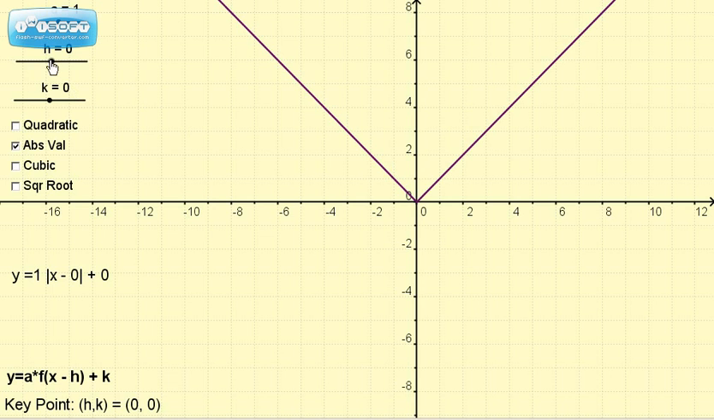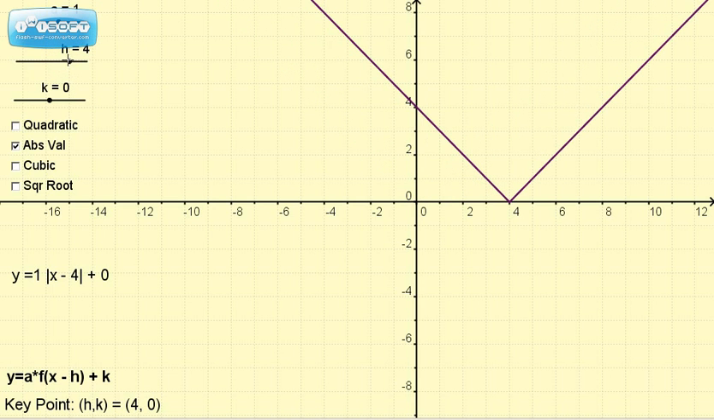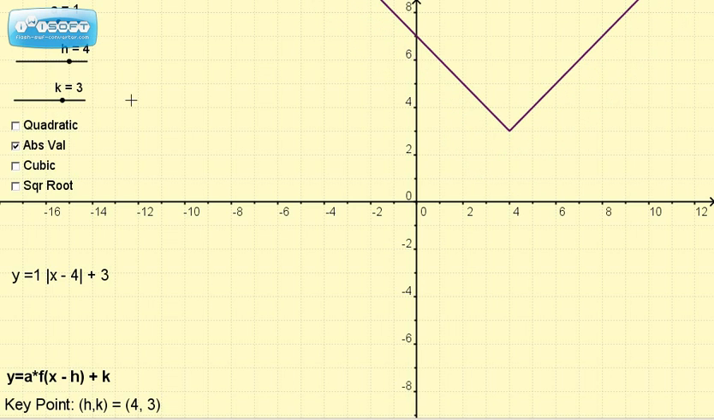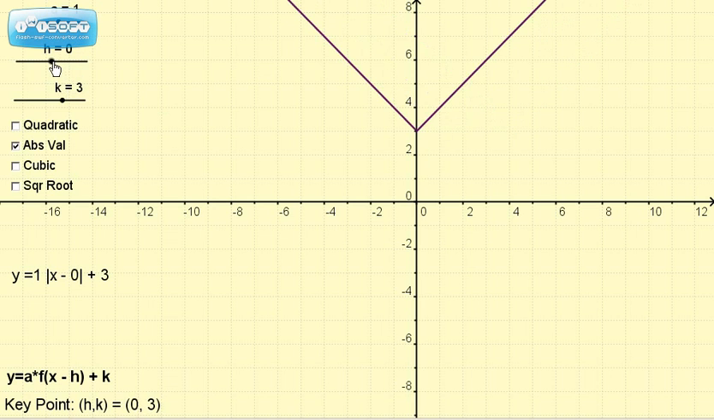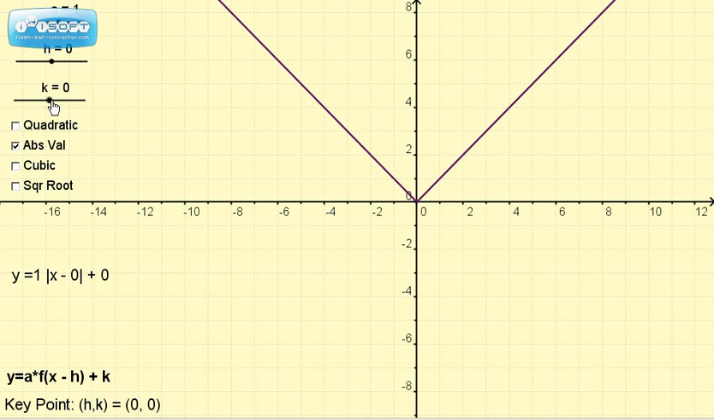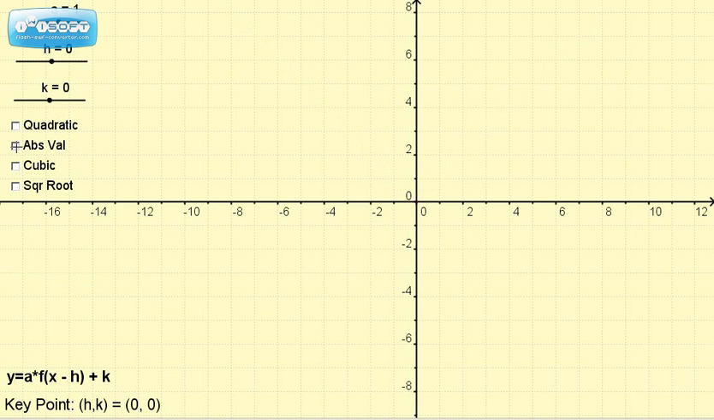This will still have the same properties as far as shifting goes. So if I move this to the right 4 units, it looks like x minus 4 inside that absolute value. If I want to move this up 3 units, I'll just add 3 to the outside. So this is y is the absolute value of x minus 4, plus 3. Shifted to the right 4 units and then up 3 units. Same thing happens with any of these other guys. So let me show you real quick.